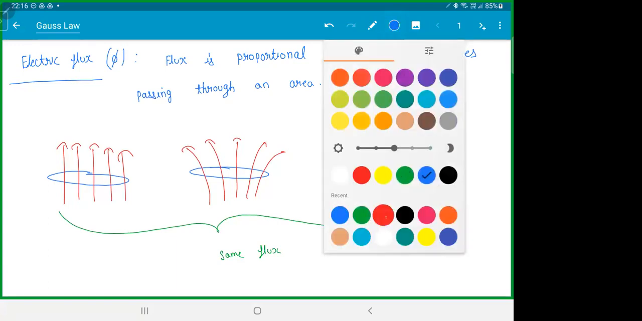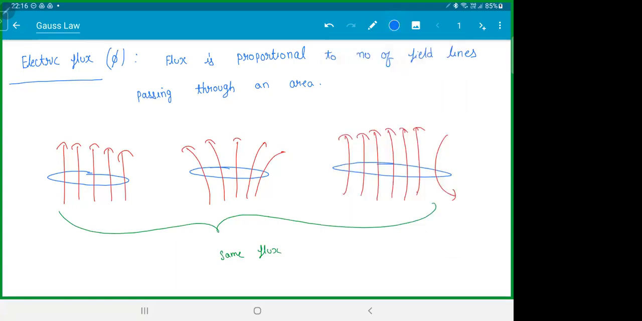So flux could be anything, okay? If you see the number of people crossing a road, that's a people flux. If water is passing through a pipe, it is a water flux. So flux is simply any quantity that is passing through an area.